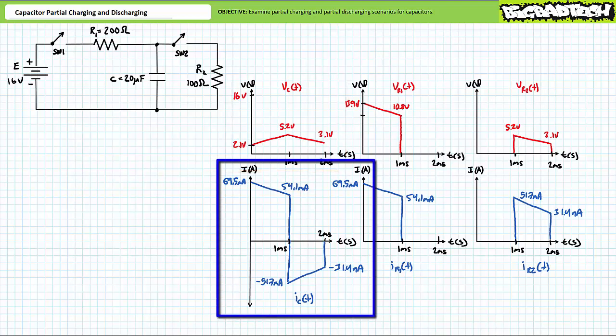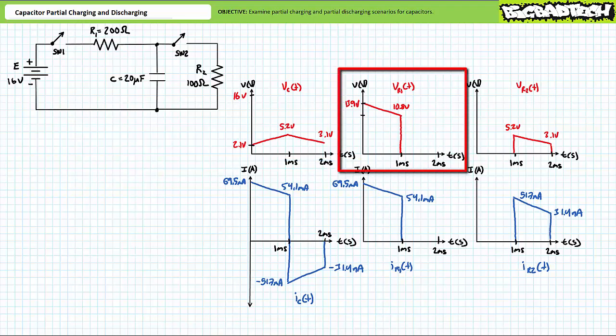Current through the capacitor looks something like this. During the partial charge at t equals 0, it experiences an initial surge of 69.5 milliamperes of incoming charge current. By 1 millisecond, incoming charge current has decayed to 54.1 milliamperes. During the partial discharge, current through the capacitor does an instantaneous reversal and experiences an initial surge of 51.7 milliamperes of outgoing discharge current. 1 millisecond later, at 2 milliseconds, outgoing discharge current has decayed to 31.4 milliamperes. Again, note that the negative sign indicates reversal. During the partial charge, current came in. During the partial discharge, current went out.